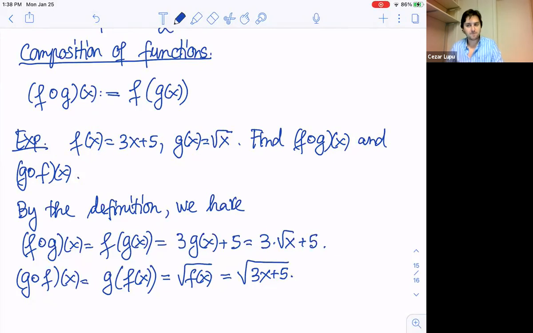Well, what can you say? Are they the same? F composed with g is the same as g composed with f? No. It's not the same, as you can see, right? They're different. So make sure you don't say that they're the same, because it's not.